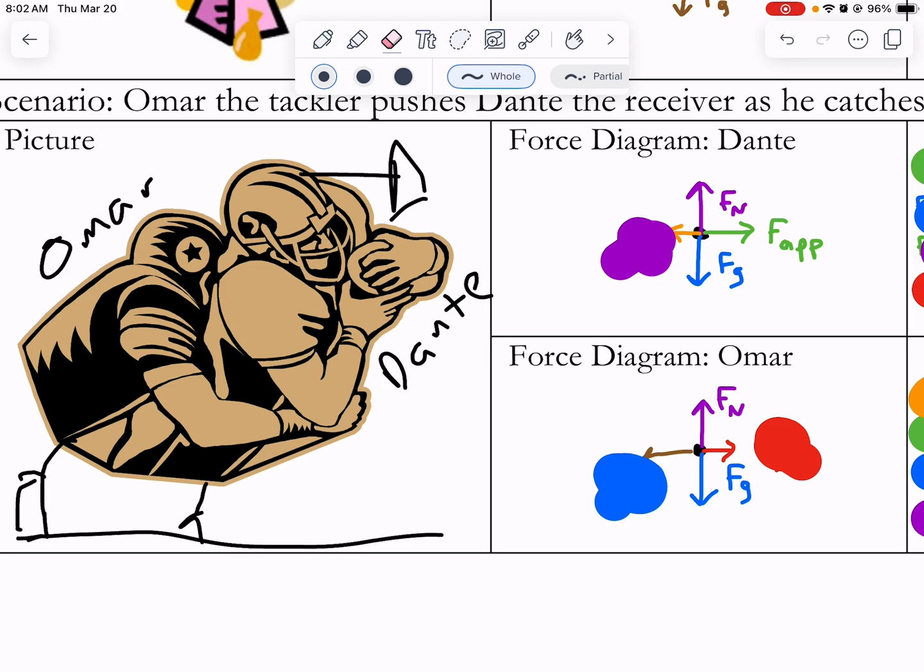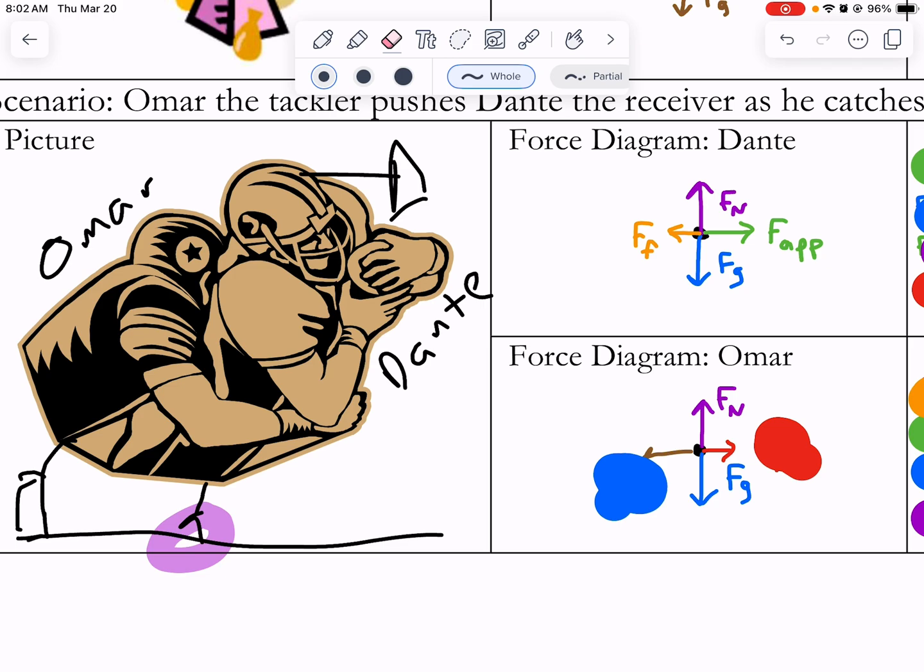But Dante's feet are on the ground, okay, down here, Dante's feet are on the ground, and he's probably running, pushing on the ground with his feet, so there's probably some friction there. And because Dante is probably going to the right, that friction is probably pushing to the left, so that's why I drew that arrow there, okay?